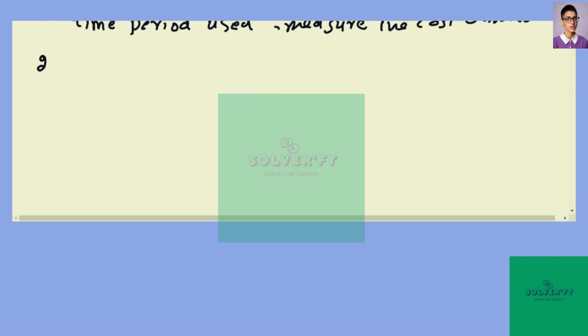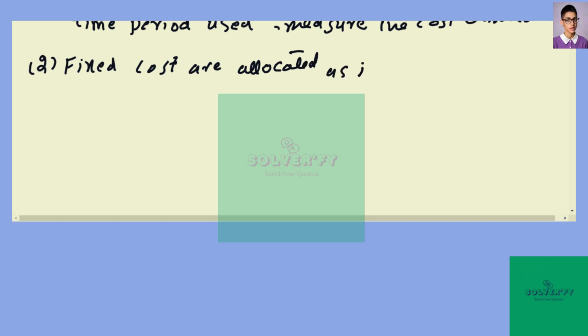The second problem is fixed costs. Fixed costs are allocated as if they are variable, right? So this is another problem.